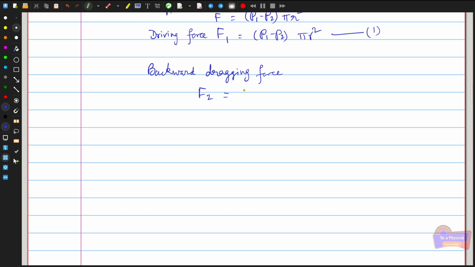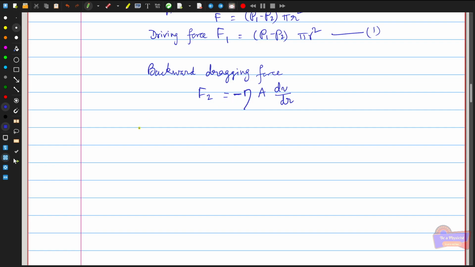which is dependent upon the coefficient of viscosity eta, into the area and the rate of change of velocity dv by dr. So this is the backward dragging force with the minus sign, because moving away from the center, the rate of change of velocity is decreasing, so I can add the negative sign in this formula.